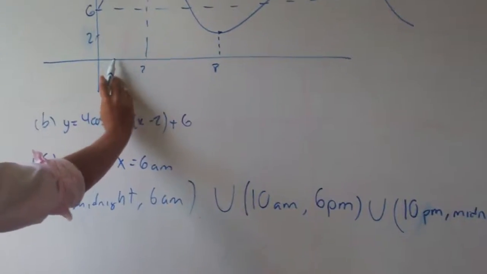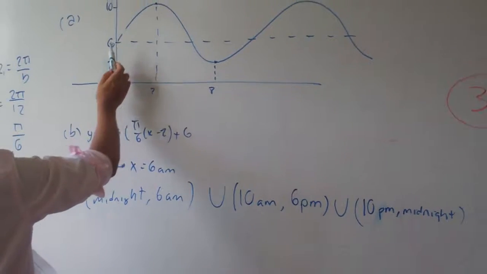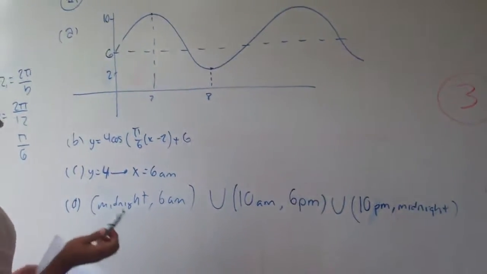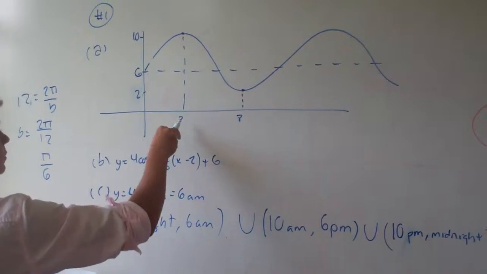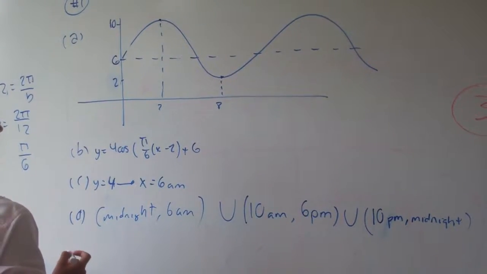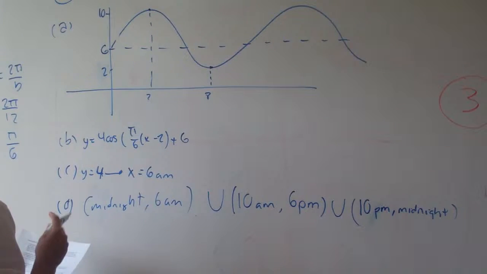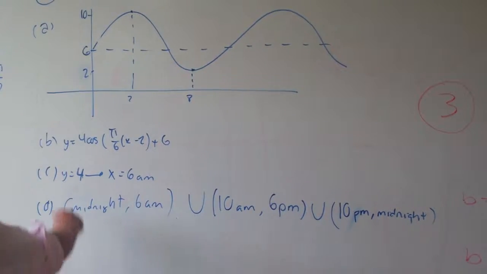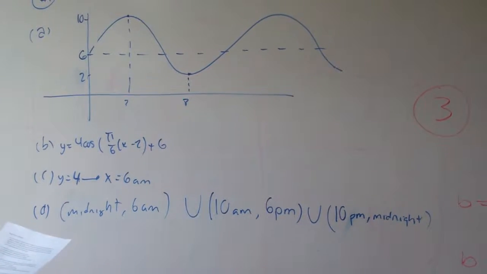Then we know that this is a cosine graph, and we know that it's moved to 2 a.m. because of how we figured out all this tide stuff, so we just move it to the right, and then we just move it up 6 because our y equals 0 moved up 6 units.